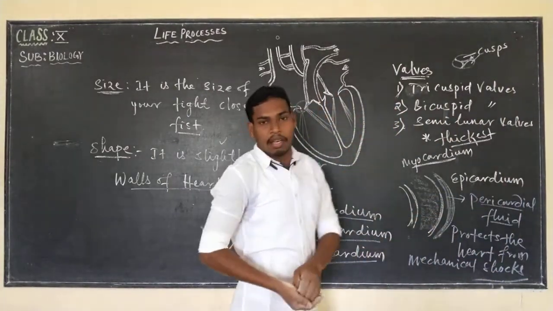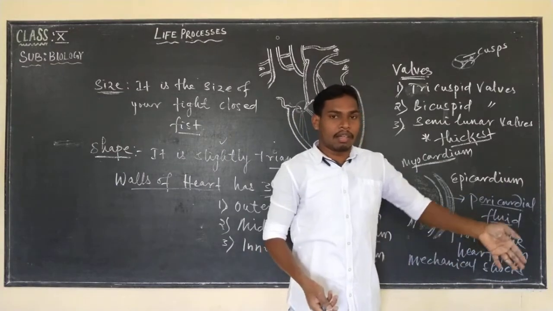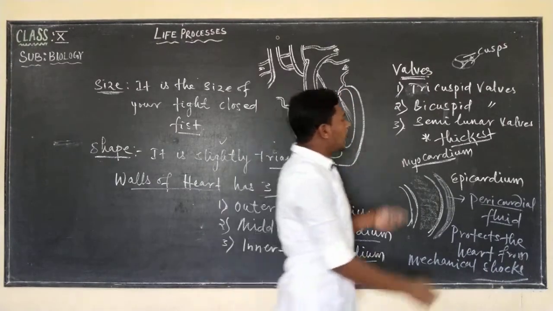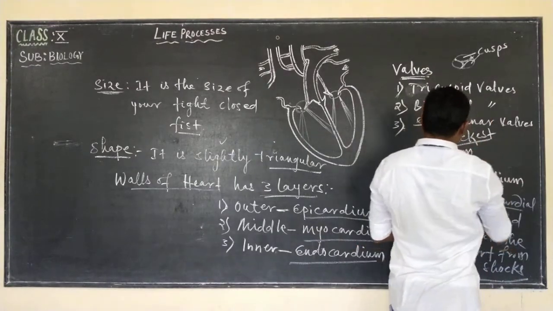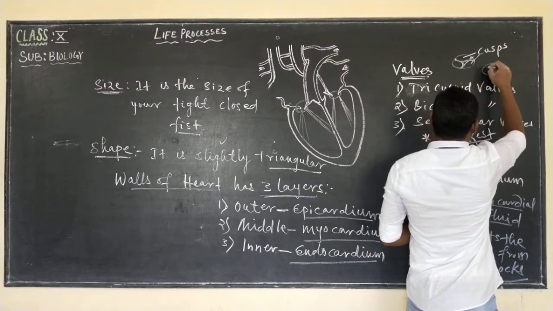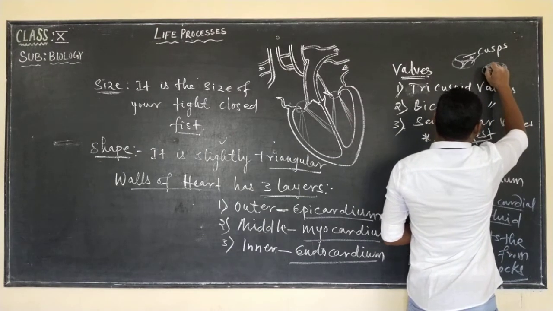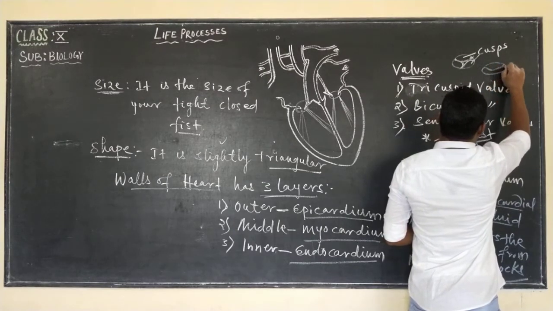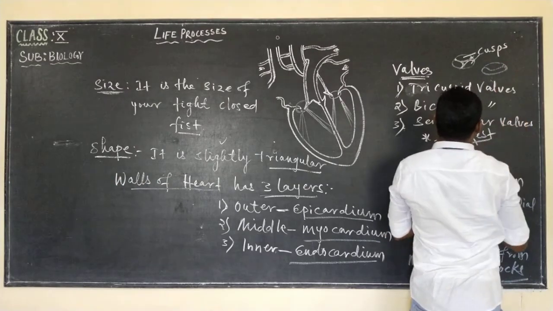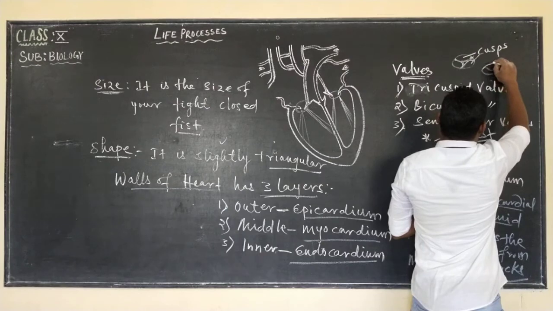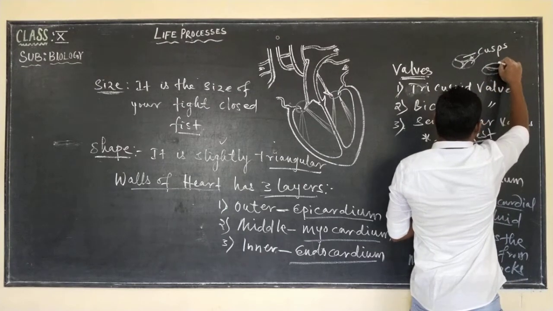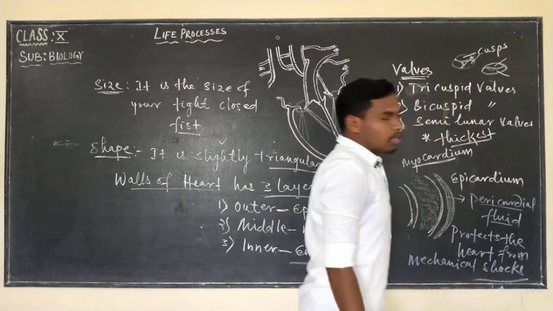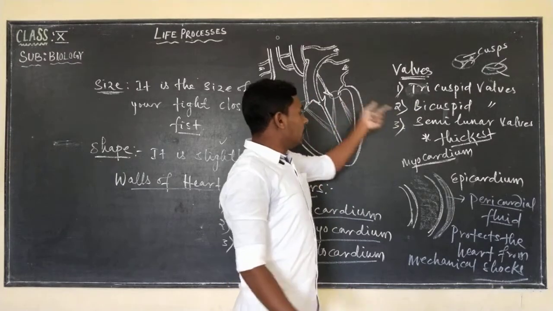And coming to the left part of our heart, here we have the valve known as the bicuspid valve. This bicuspid valve will have only two cusps. This is one, and this is another. So there are two cusps present in the bicuspid valve.